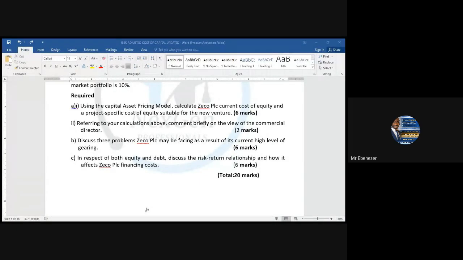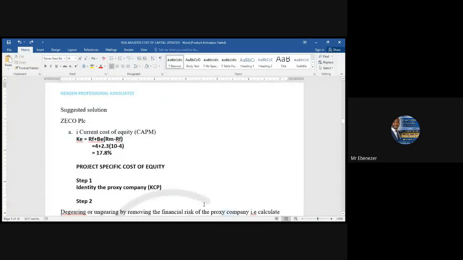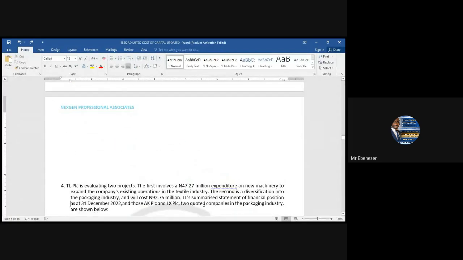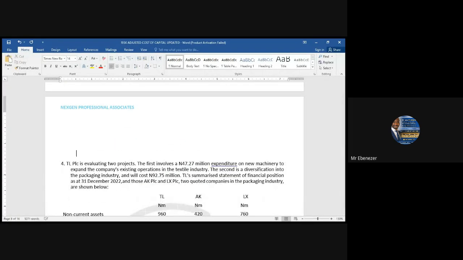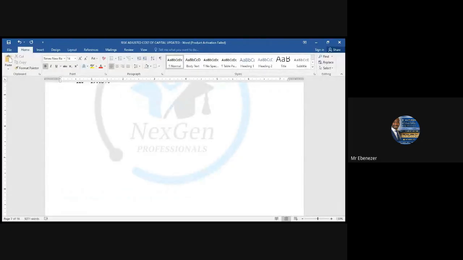How do we determine cost of debt? Interest times 1 minus tax rate, divided by the market value. So now let's prove it. We can prove it, right? All right, we can prove it. So let's quickly check something.